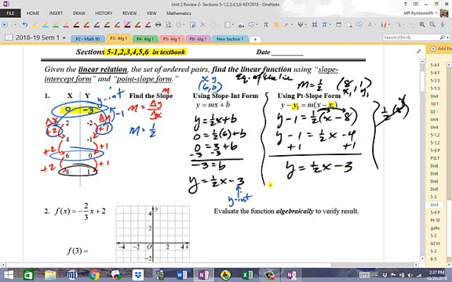And notice they're the same. So it doesn't matter what technique you use to solve for the equation, whether you use point-slope form or slope-intercept form, you get the same thing.